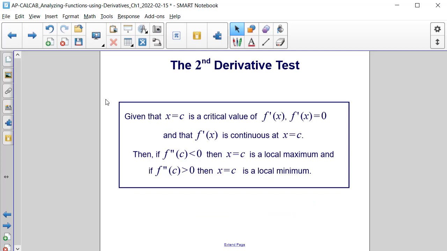The second derivative test states, given that x equals c is a critical value of f prime of x equals 0, and that f prime of x is continuous at x equals c, then if f double prime of c is less than 0, then c is a local maximum. And if f double prime of c is greater than 0, then x equals c is a local minimum.